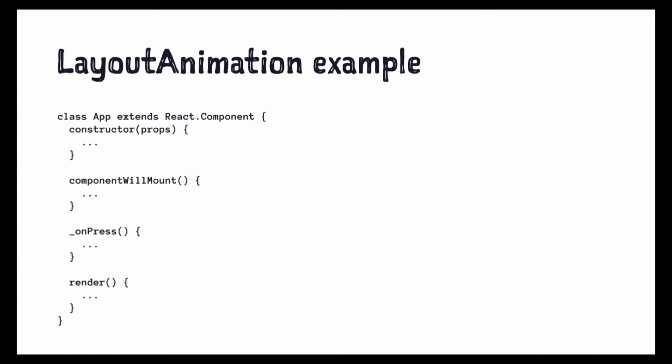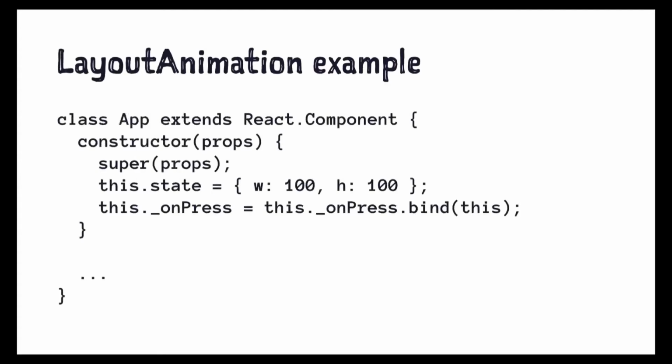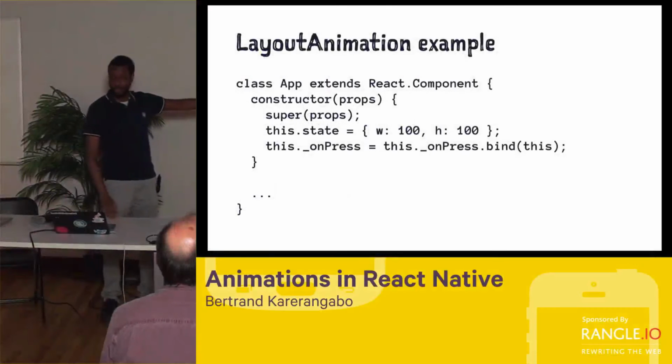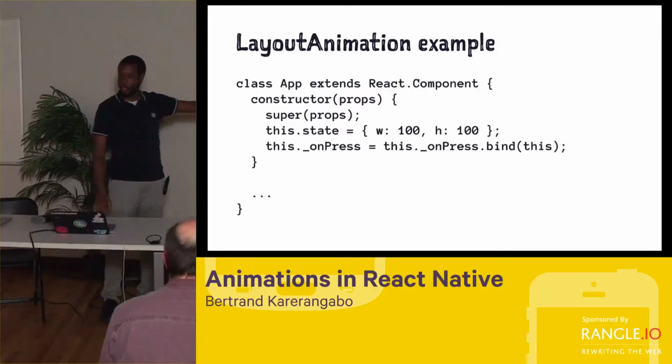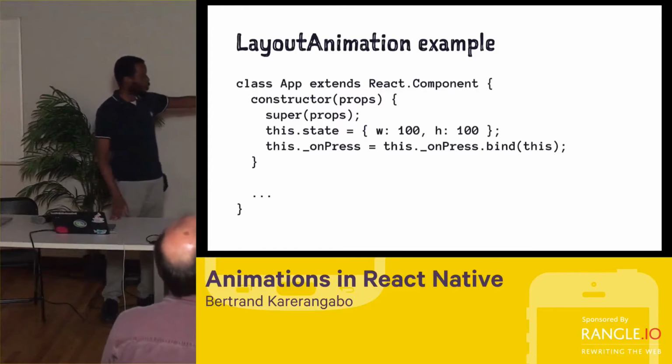And so let's go ahead and fill these in and show how layout animation allows you to build this. So in the constructor, we're just going to call super, because we have to. We're going to set state, where we track our component's current width and height, and we're going to start at 100. Everybody good? And then we're just going to bind the onPress to this.